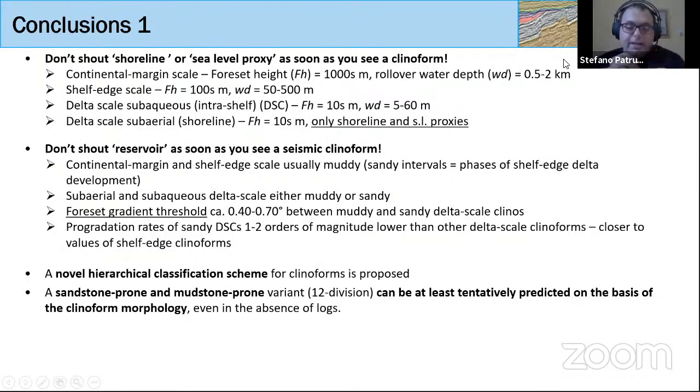I said already that the only one that is a consistent sea level proxy is the shoreline clinoform. So you need to make sure that you are able to pinpoint the location of the shoreline if you want to strictly follow sequence stratigraphy, and therefore the relative sea level changes. So yeah, you have to look at other parameters, either from morphology classification, like the one that we use, or from facies. If you have cores, great. That will make you sure that what you are looking at is a shoreline clinoform, and then you can use the rollover break as a relative sea level proxy.